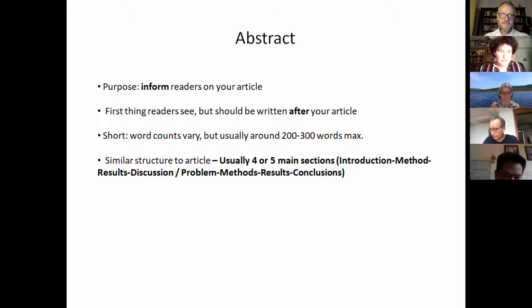It has to be short. That's the definition of an abstract. And as some of you saw when they compared the three abstracts I sent, there are usually 4 or 5 main sections, which actually correspond to those that you're going to use in your article. Okay, the introduction, methods, results, discussion, or problem, methods, etc.